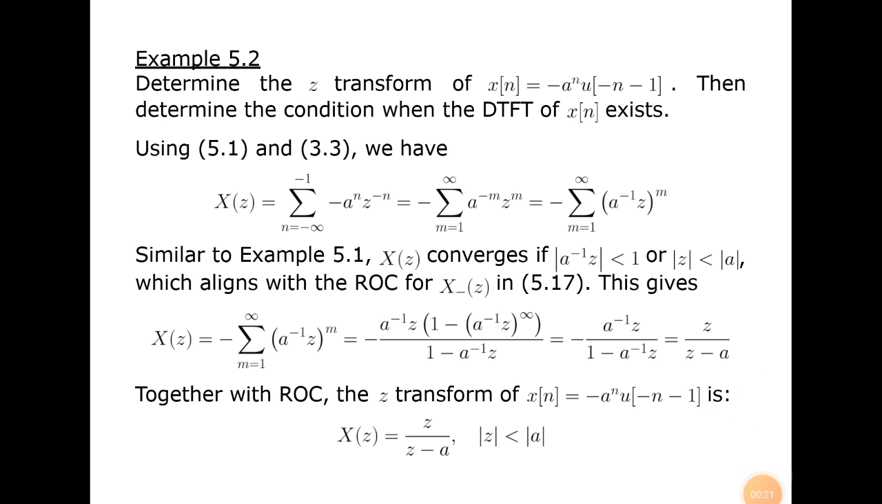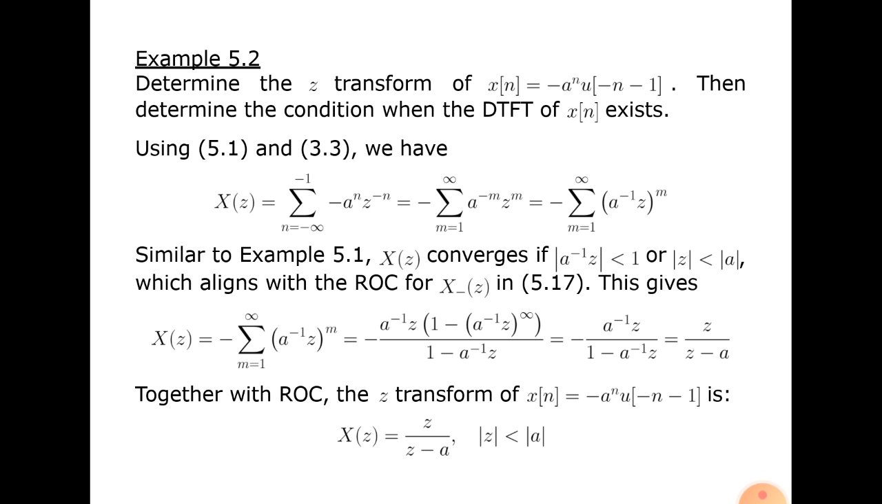z which is equal to summation n equals minus infinity to minus 1 of minus a power n into z power minus n, which is equal to minus summation m equals 1 to infinity of a power minus m into z power m, which is equal to minus summation m equals 1 to infinity of a power minus 1 z, the whole power m. Similar to example 5.1, the x of z converges if modulus of a power minus 1 into z is less than 1, or modulus of z less than modulus of a.